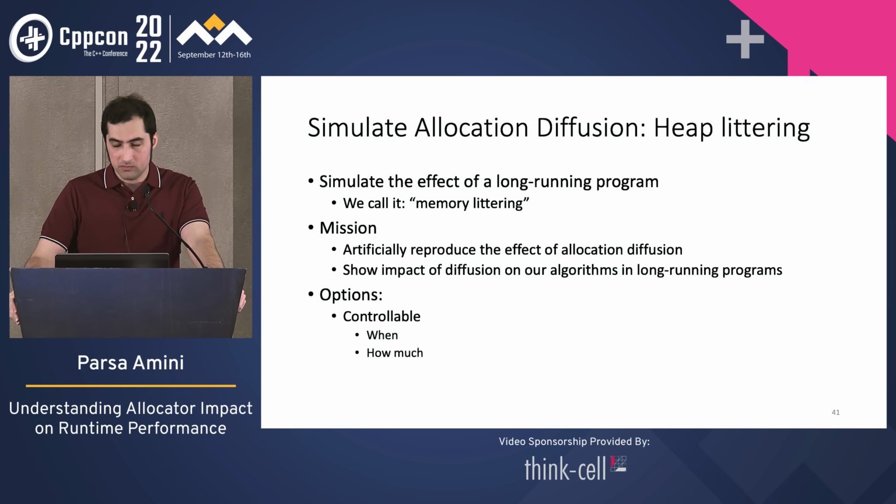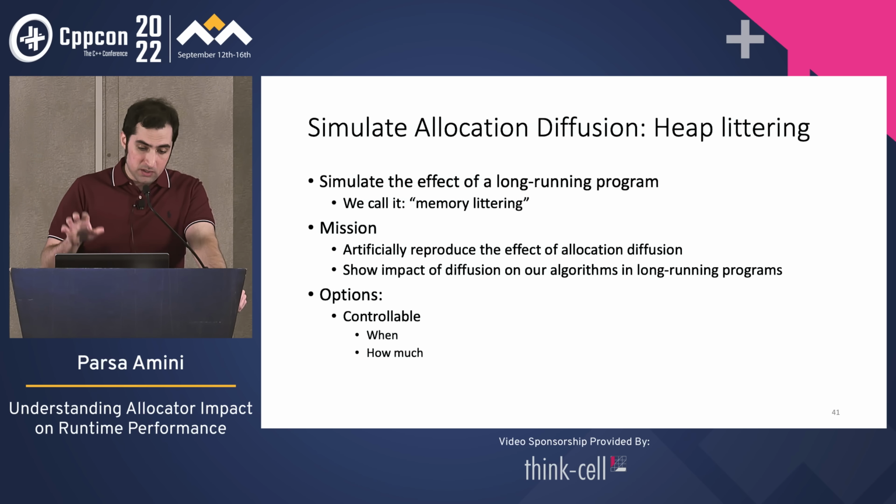We saw how they perform initially, but what happens as our programs progress over time? If this was a tiny program we saw, but if this was happening in a long-running program, we might not have had such ideal conditions, and we might get worse data locality. Since we're doing it artificially, we now have an option, which is when we do the littering and how much littering to do.